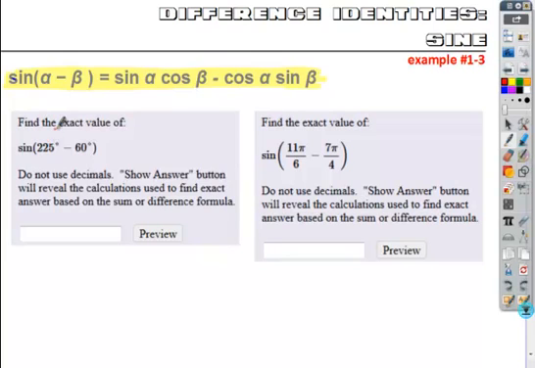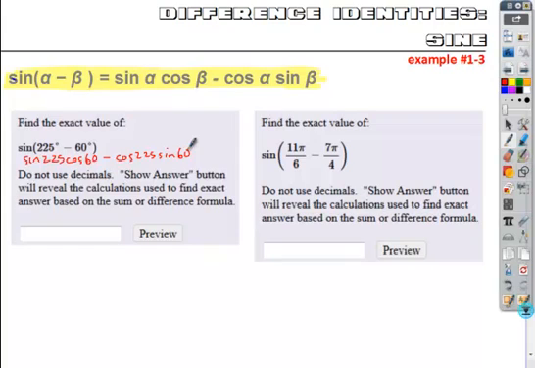To work with, if I gave you this difference presented. You didn't have to find what angles to use, but if this was the difference that was presented, you're going to take the sine of your first angle, 225, times the cosine of the second angle, 60. You're using the same sign, so it's a subtraction. And then we take the reverse of that: the cosine of the first angle times the sine of the second. And that's going to be your calculation.